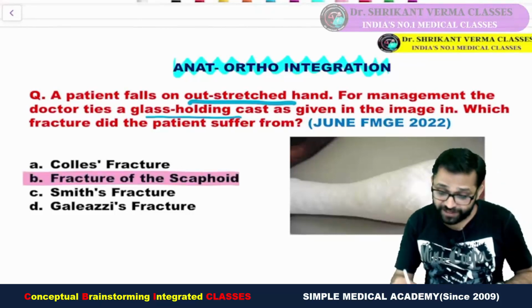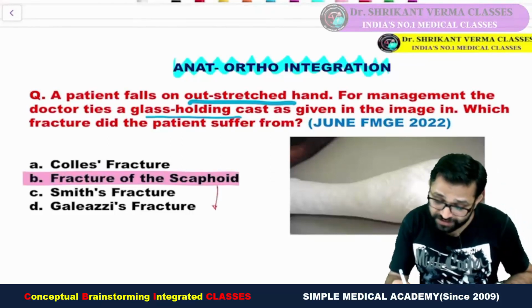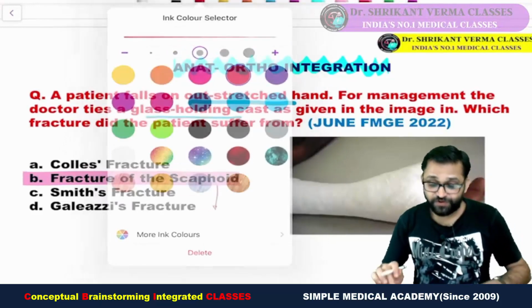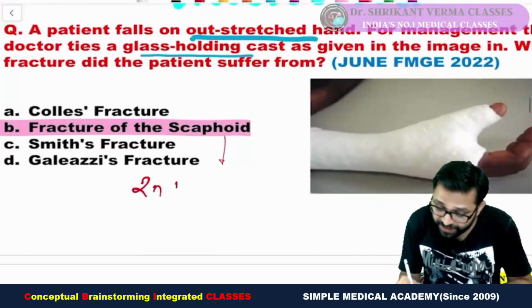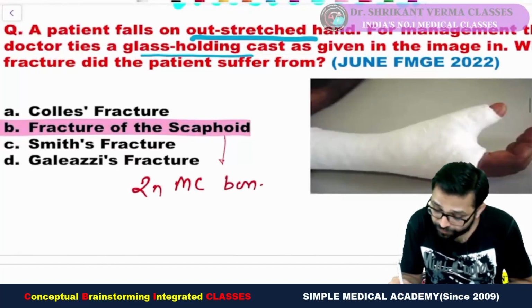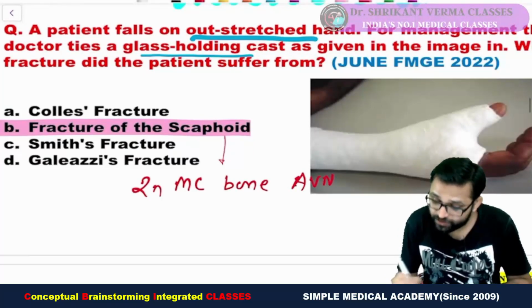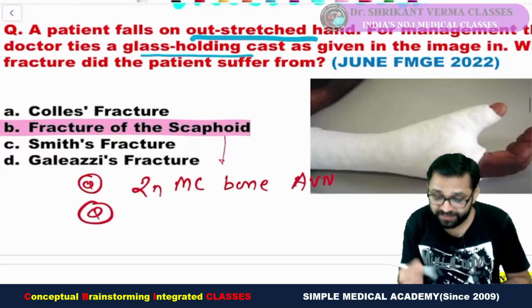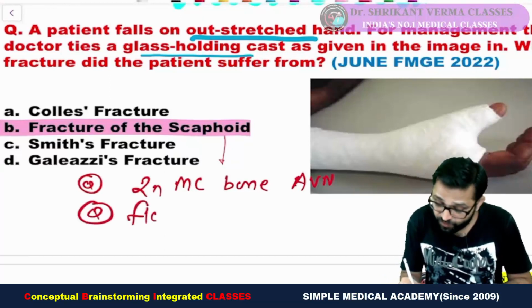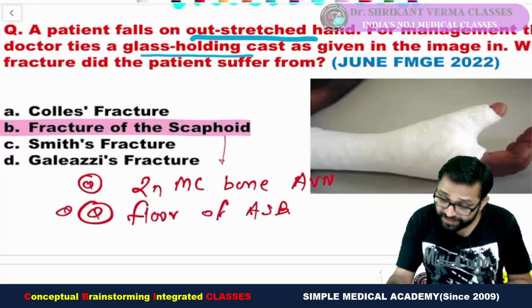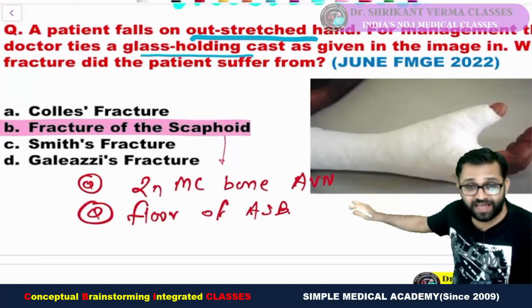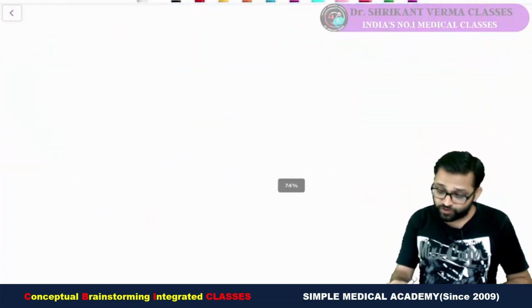Are you getting the point? I told you this scaphoid bone is easily fractured when we fall on an outstretched hand, and it is also the second most common bone to get avascular necrosis. MCQ. Another thing is that it makes the floor of the anatomical snuff box. So indirectly the same thing has been asked. Okay, so remember.